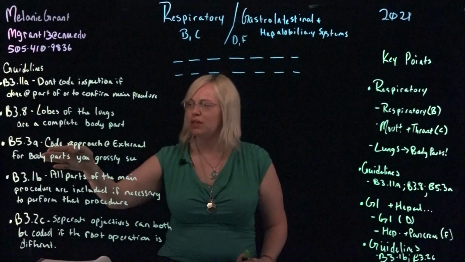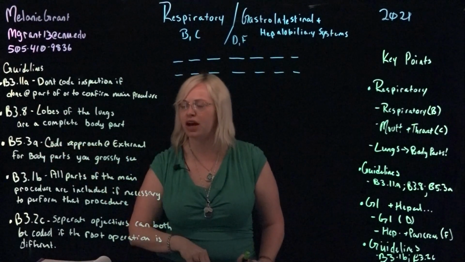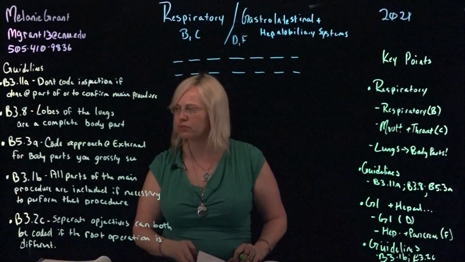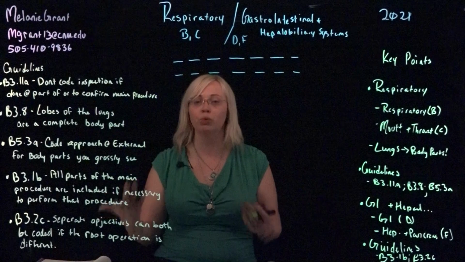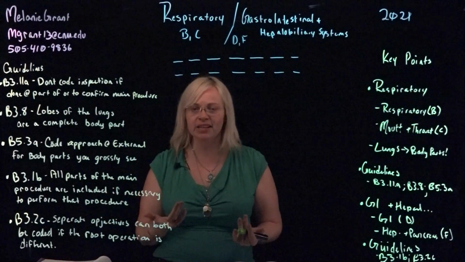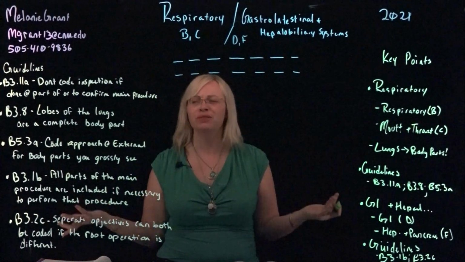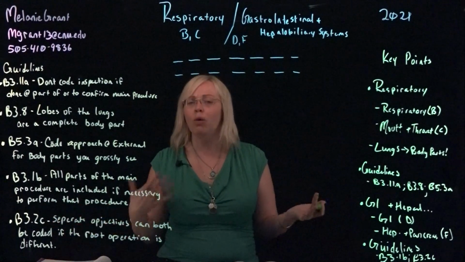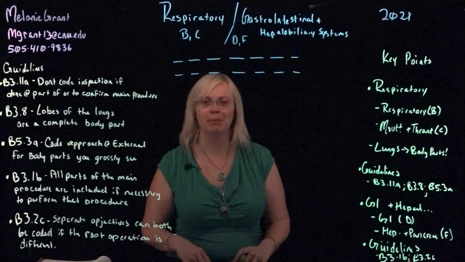Our section B5.3A guideline says to code approach as external for any body part that you can grossly see. When you say grossly, we mean what we can see with the eyes without any help from a tool. So if I were to open my mouth, the first thing you would see is my teeth, or perhaps my tongue, or other parts of the mucosa that's inside of my mouth.